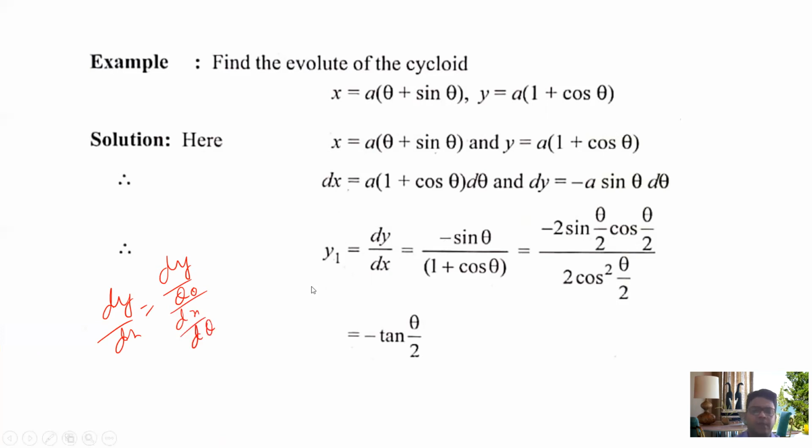So ultimately, after simplification, what we have is minus sine theta by 1 plus cos theta. Sine theta you may write as 2 sine theta by 2 cos theta by 2. 1 plus cos theta is equal to 2 cos square theta by 2. The cos terms cancel. Ultimately you have y1 is equal to minus tan theta by 2.